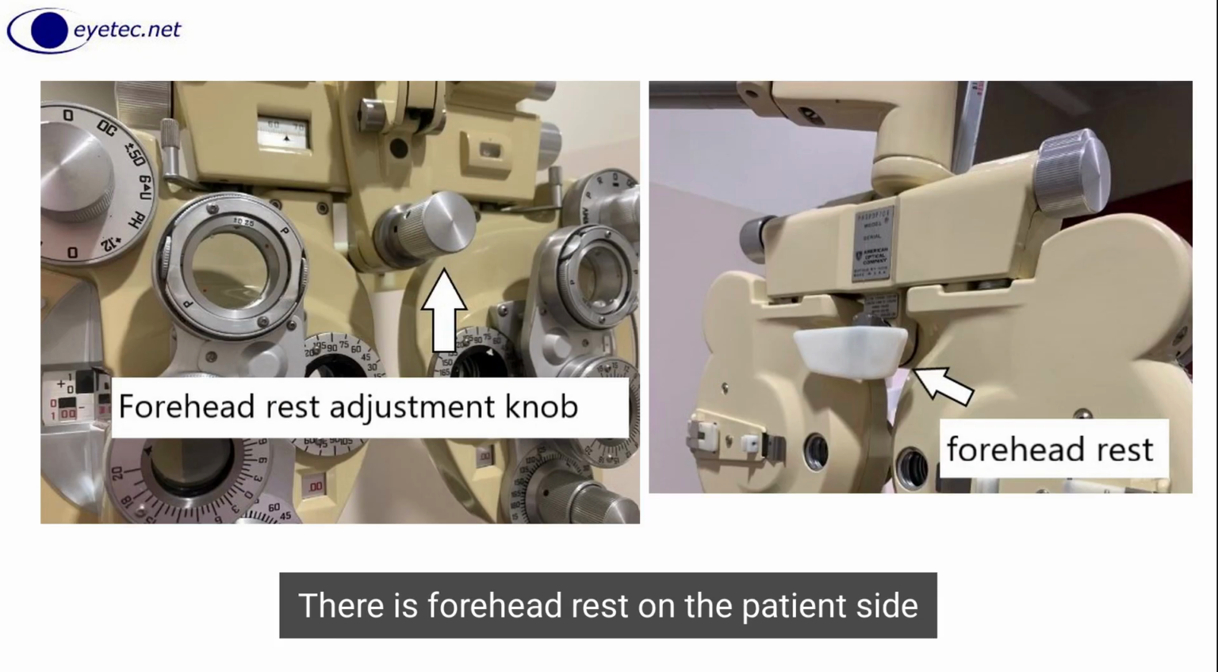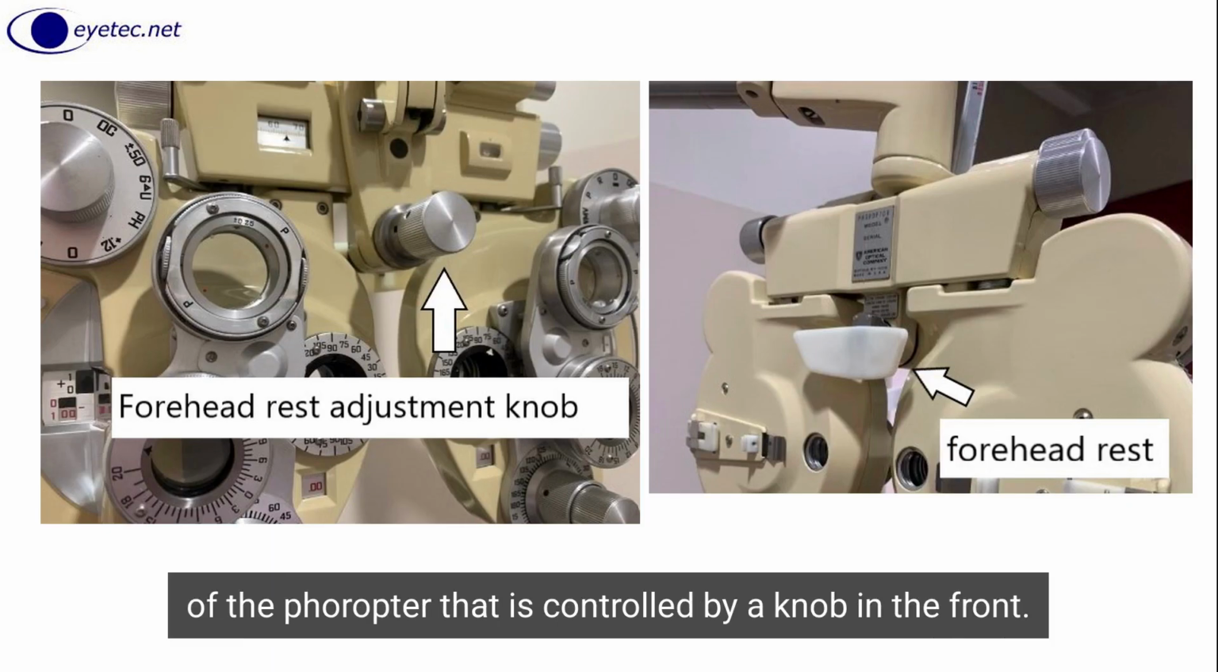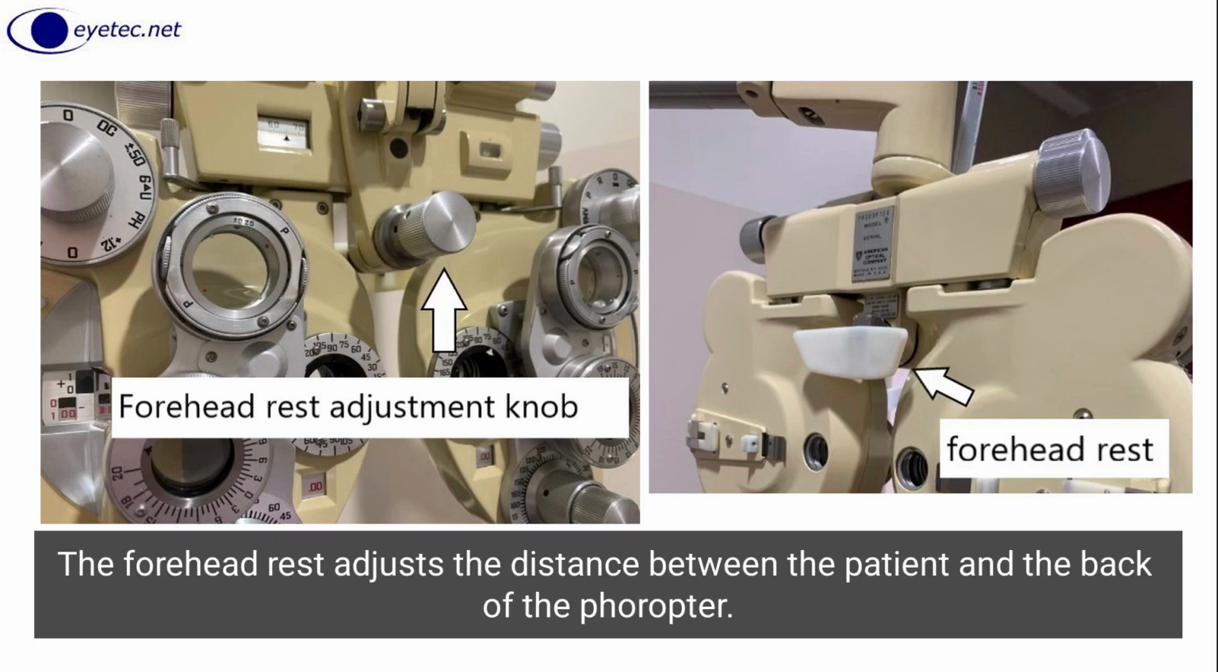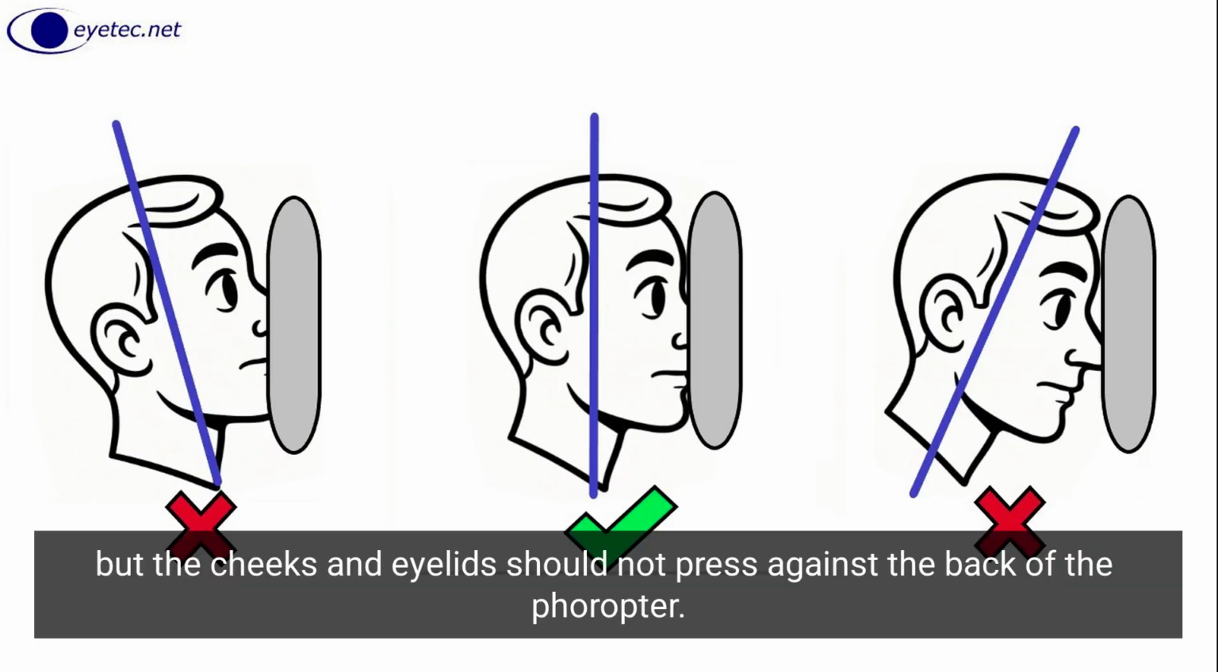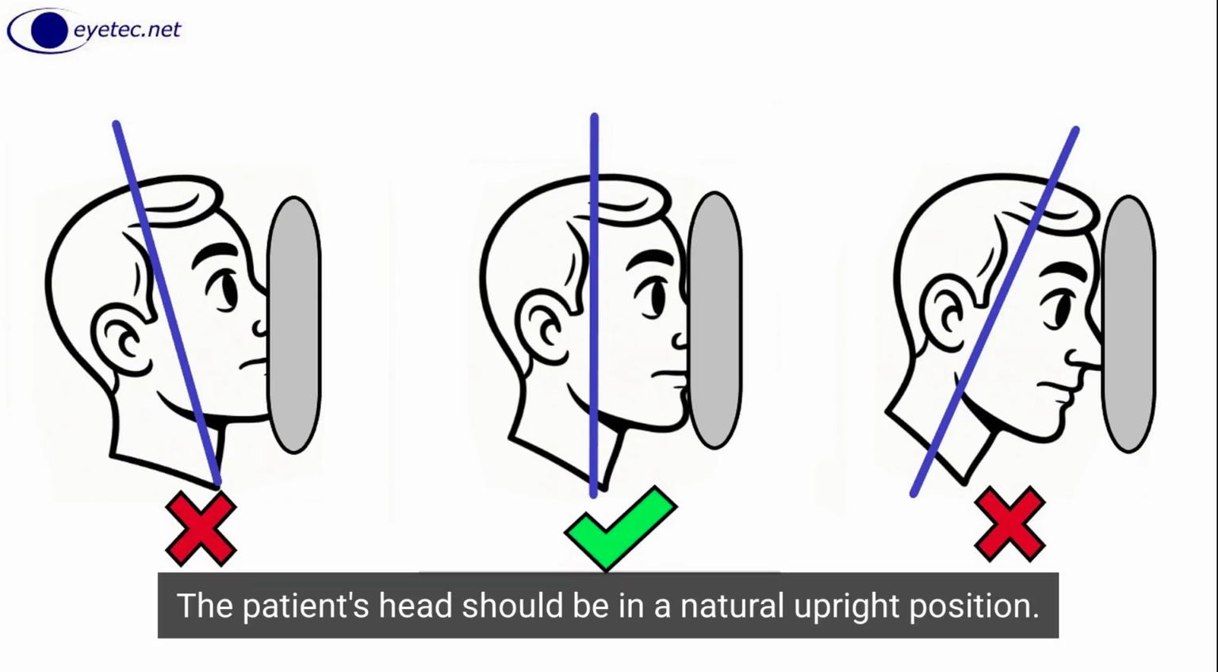There is a forehead rest on the patient side of the phoropter that is controlled by a knob on the front. The forehead rest adjusts the distance between the patient and the back of the phoropter. The patient's eyes should be close to the lenses, but the cheeks and eyelids should not press against the back of the phoropter. The patient's head should be in a natural upright position.